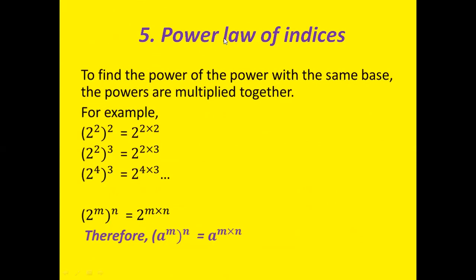And power law of indices. Power law of indices means, what is its meaning? According to this law, to find the power of the power with the same base, the powers are multiplied together. Two powers, inside power and its whole power. In such case, base will remain the same and these powers will be multiplied.